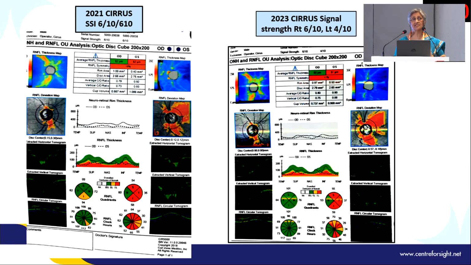Now look at this. This is the Cirrus OCT. Have a look at the signal strength. Not at all good in both of them, but it is definitely showing us that the hot colors in the left eye have gone. It's a sea of blue.